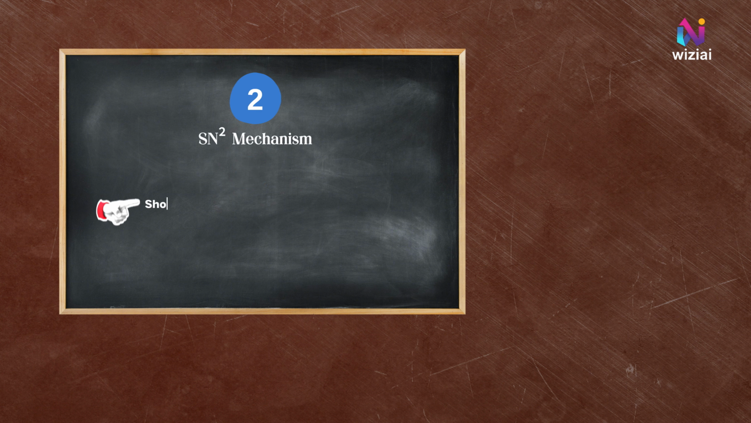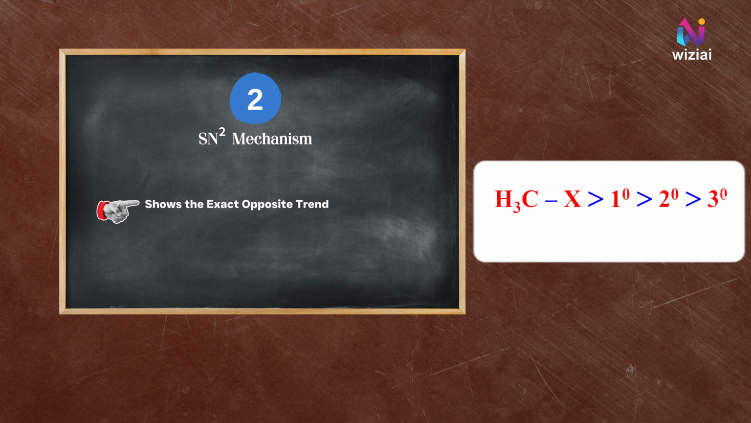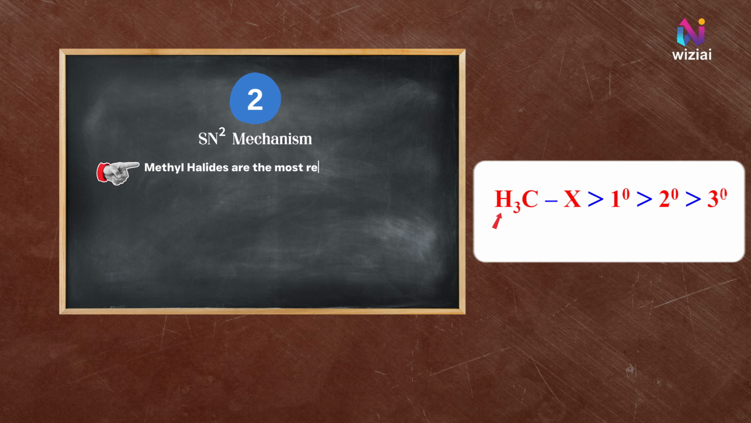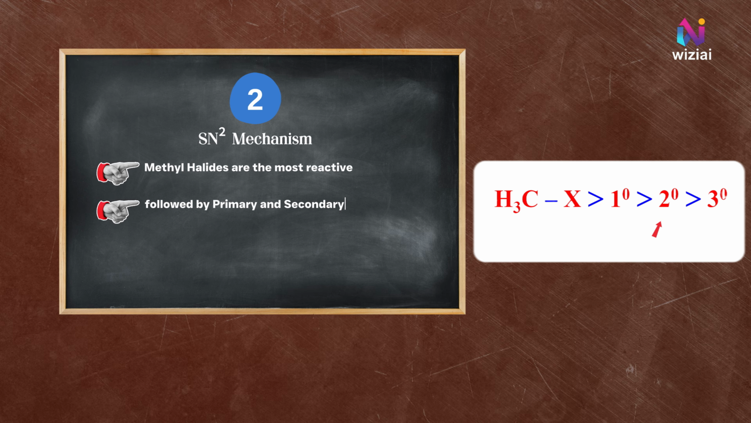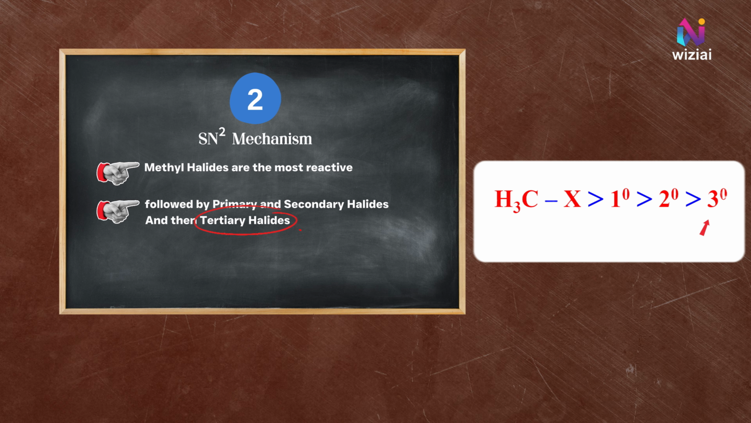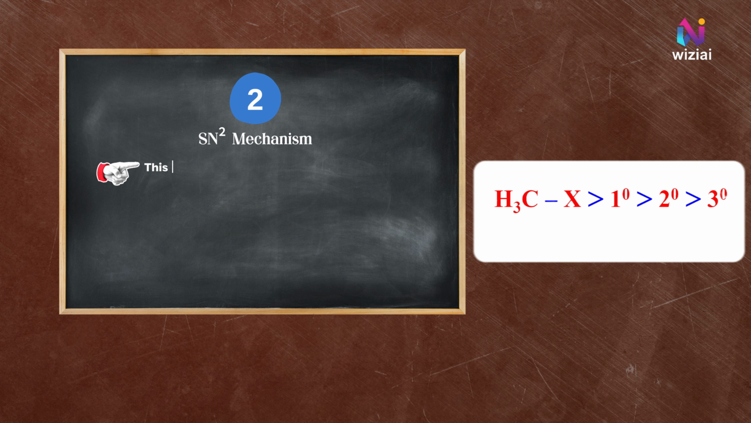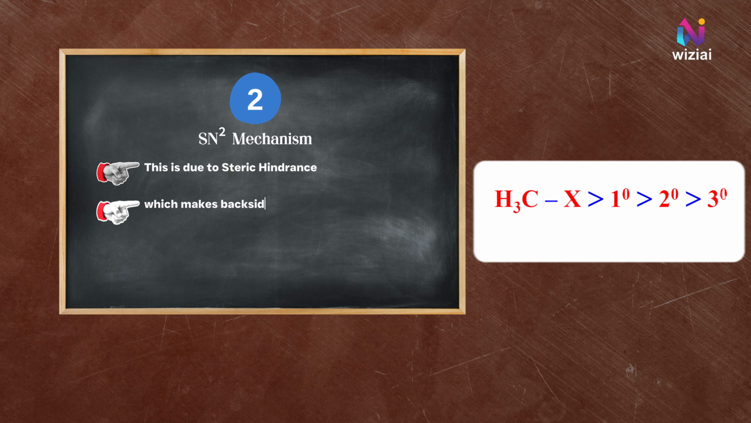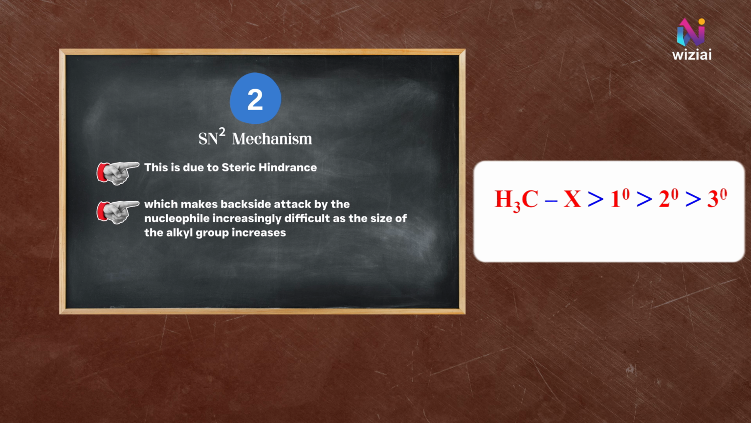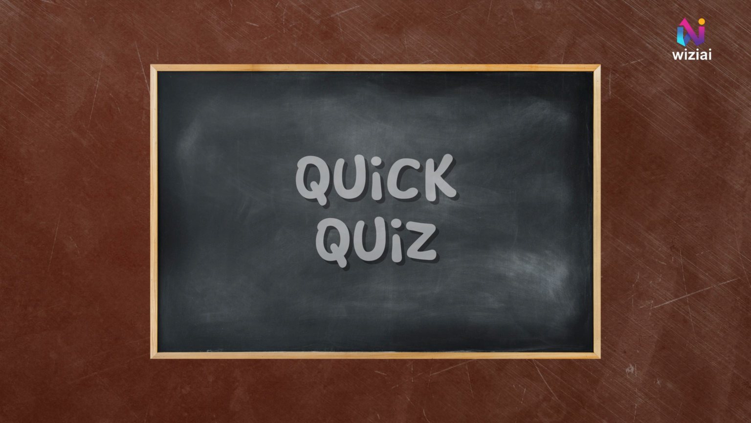On the other hand, the SN2 mechanism shows the exact opposite trend. Here, methyl halides are the most reactive, followed by primary and secondary halides, while tertiary halides react the slowest. This is due to steric hindrance, which makes backside attack by the nucleophile increasingly difficult as the size of the alkyl group increases. Now, let us focus on a specific question often asked in examinations.